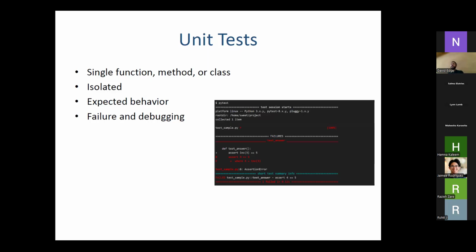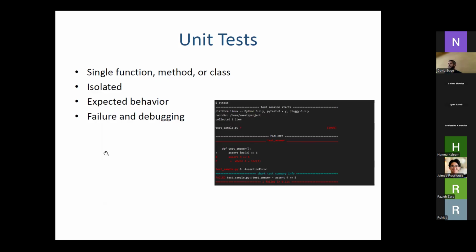What a unit test looks like. These are single functions, methods, or classes tested in an isolated, very simplistic way. So we're testing the very basic functionality here. We want to make sure that we're getting the expected behavior. So you see equals equals here, meaning is this true? Is one side equal to the other side? So this is a test for expected behavior.